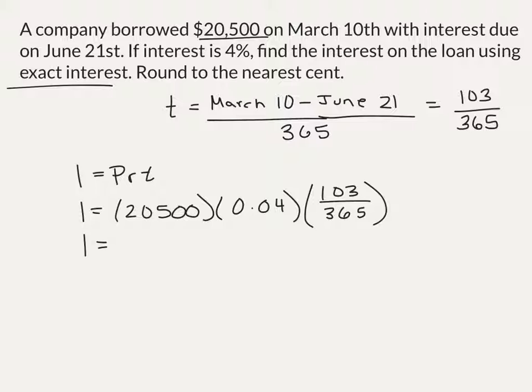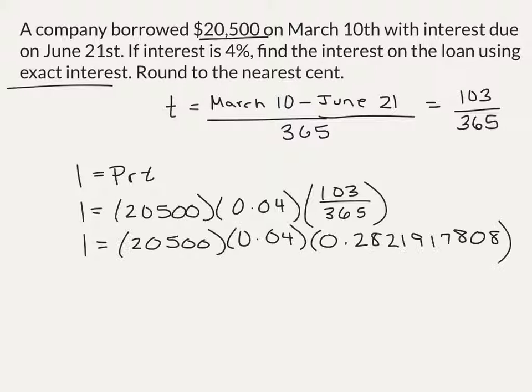Now we can write 103 over 365 as a decimal by dividing 103 by 365. Now when you do this, you want to make sure that you do not round your decimal. When we divide, we should get 0.28219178808. And remember, you want to keep that decimal as long as possible, or else you'll have rounding error at the end.